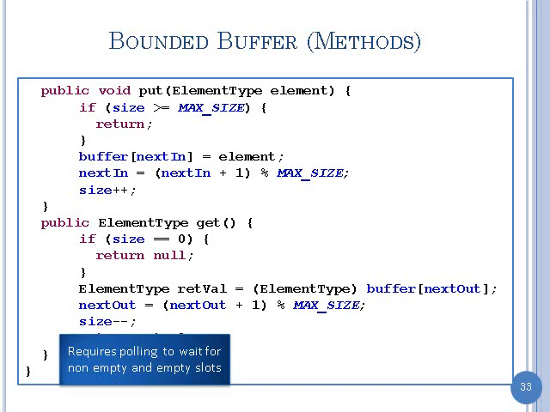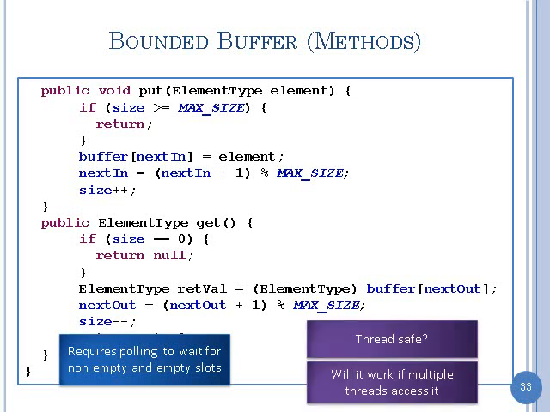Assuming you're happy with polling, that the producer will keep polling till it gets an empty slot, the consumer will keep polling till it gets a non-null value. It's not thread safe. Will it work? When people say it's not thread safe, they say, when there are multiple threads accessing it, and this is a producer-consumer problem, you're expecting a separate thread for consuming, a separate thread for producing, maybe multiple producing threads, multiple consuming threads. So why would it not work with multiple threads?